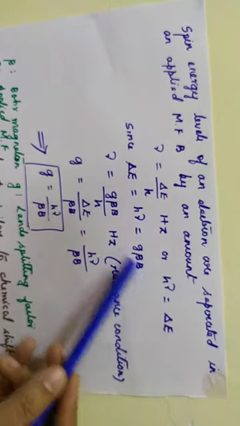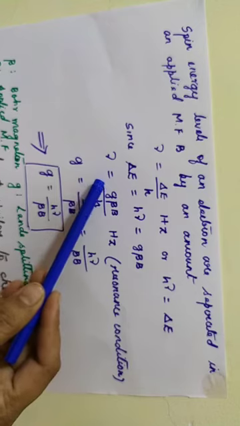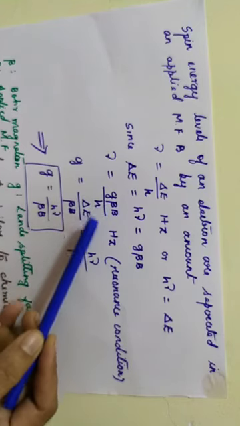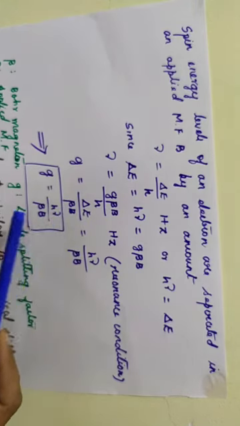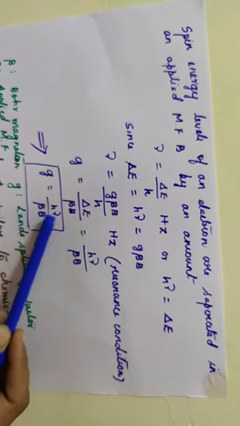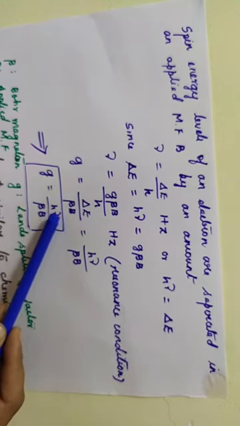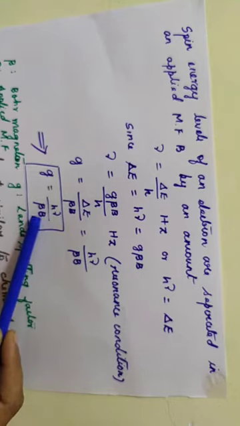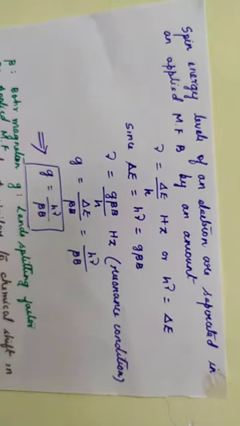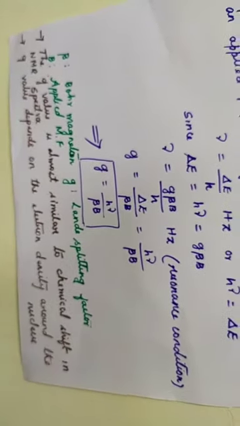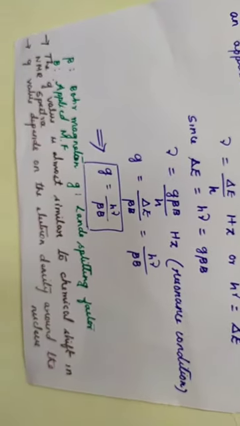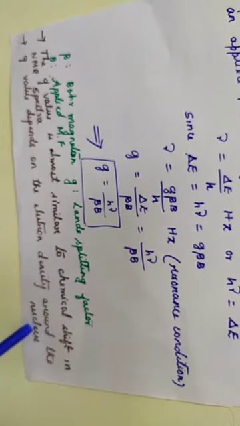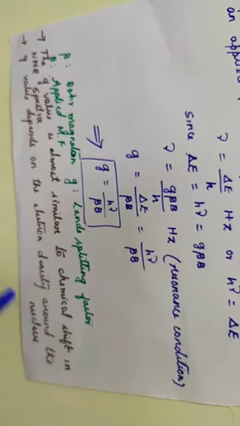Now we can rearrange the expression for ν also, that is ν = gβB/h hertz, or g = ΔE/βB, or hν/βB. Now using this expression, by knowing the frequency, the Planck's constant and applied magnetic field, we can find out the G value. And the G value is almost similar to the chemical shift in the NMR spectra. The G value depends on the electron density around the nucleus. So you have to remember that the G value depends on electron density around the nucleus.